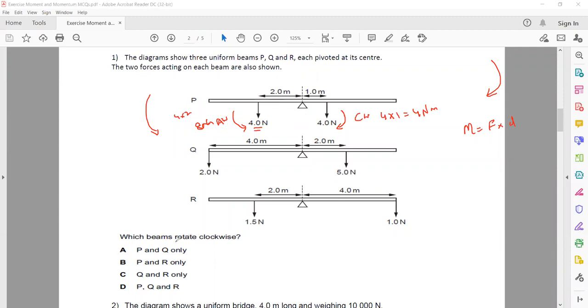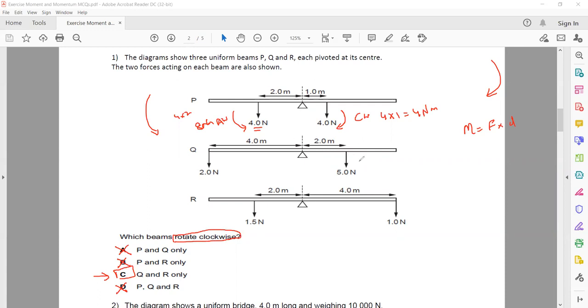But in the question they are asking which beam will rotate clockwise. So we don't have to calculate for the others. Options which include P are totally wrong. So A cannot be the answer, B cannot be the answer, D cannot be the answer. So we are left with C only, that Q and R will rotate clockwise. I can show by calculation as well, but if you use your understanding, you can work out the wrong answers and easily find the correct one.